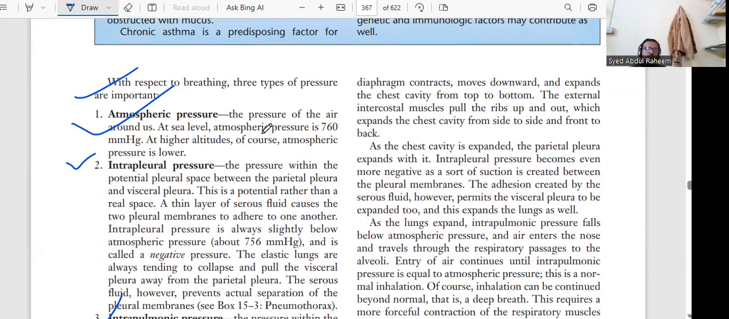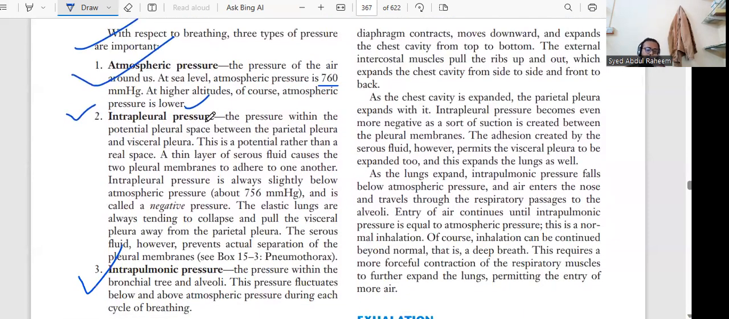The pressure of the air around us at sea level, the atmospheric pressure, is 760 mm of Hg. At higher altitude, of course, atmospheric pressure is lower. So we are living above sea level. The basic atmospheric pressure is 760 mm of Hg, meaning that is the pressure when air enters.